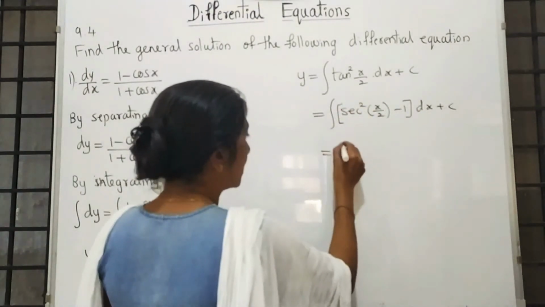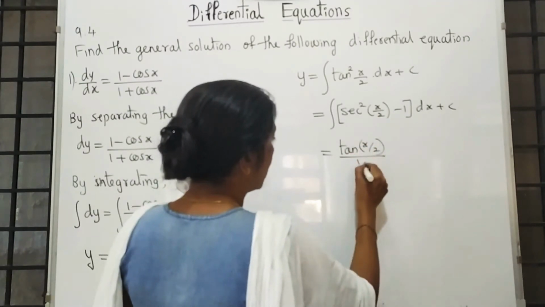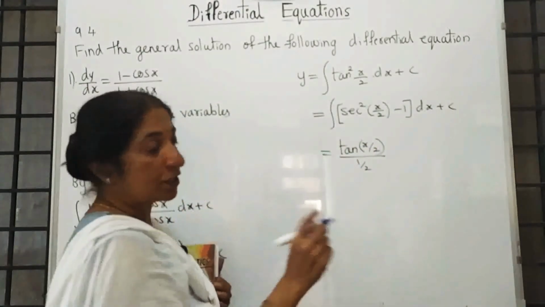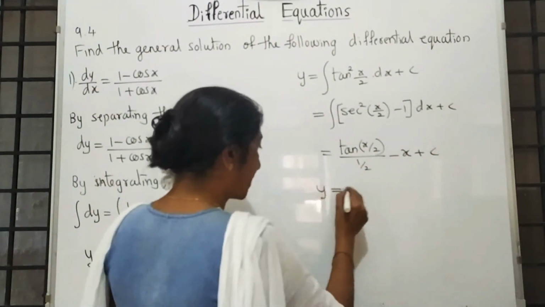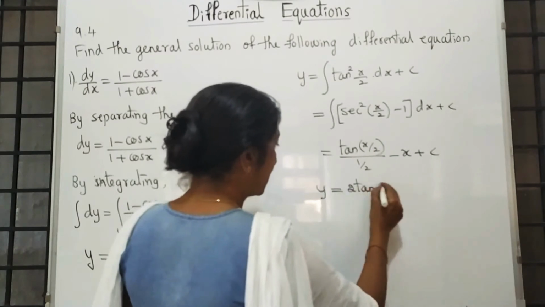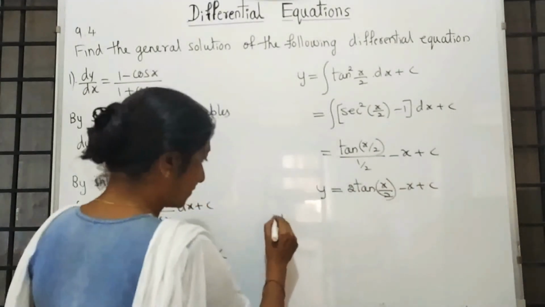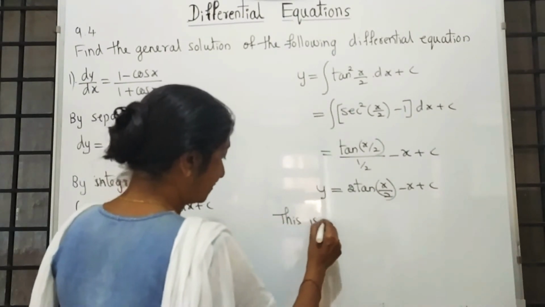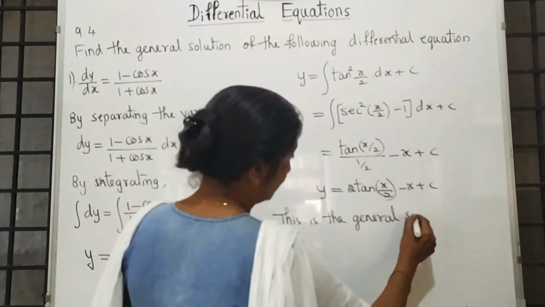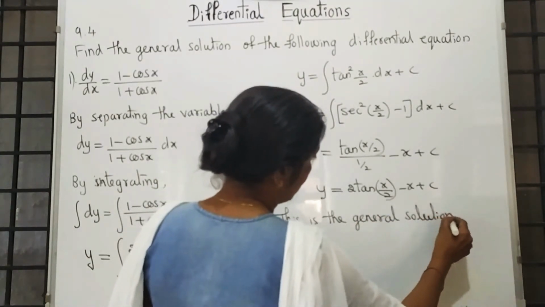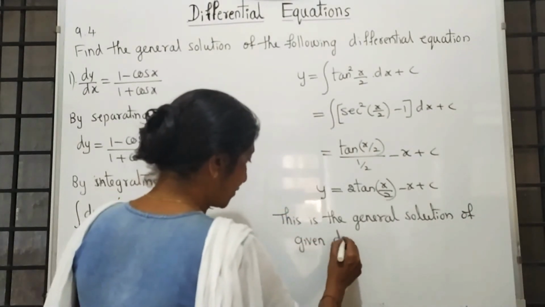And what is integration of secant square x by 2? Tan x by 2 upon 1 by 2. X coefficient is 1 by 2. Integration of 1 is x. This will be written as 2 into tan x by 2 minus x plus c. This is the general solution of the given differential equation.